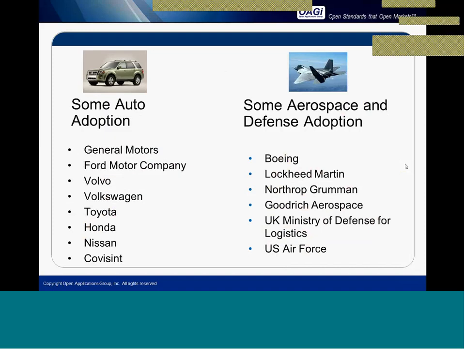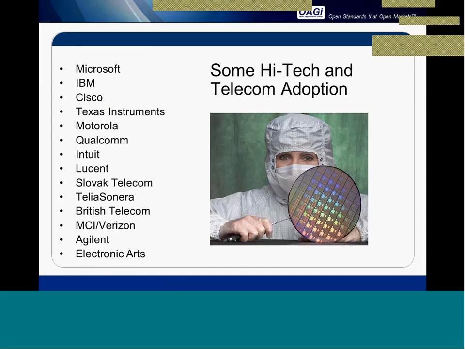In terms of folks we do know that are adopting OAG, we have several large names within the automotive industry, as you can see here. We have them within aerospace and defense, and in fact, we have some on the government side, where the Defense Logistics Agency within the Air Force is using us, and the UK Ministry of Defense is using us for a logistics project as well. And then, of course, Boeing and Lockheed, the two largest aerospace companies in the U.S., and Northrop Grumman, which is the third.